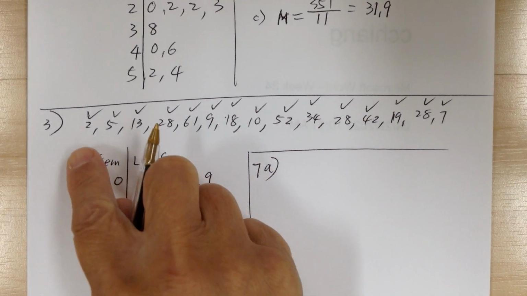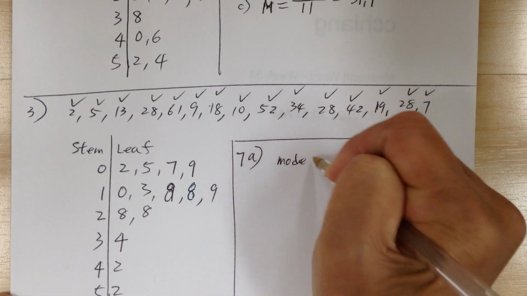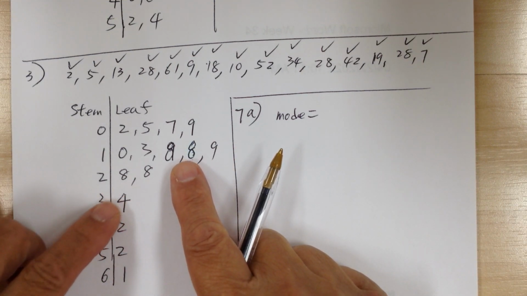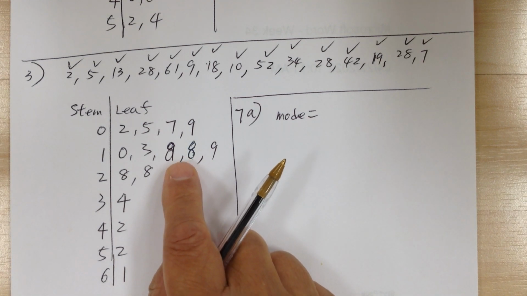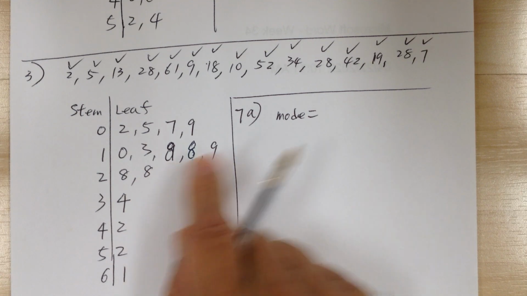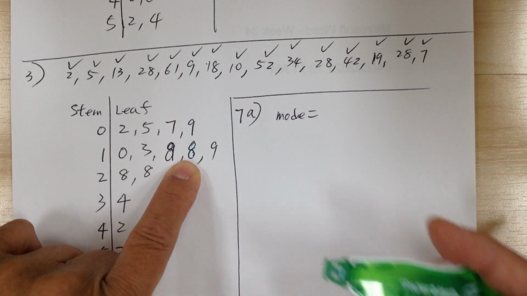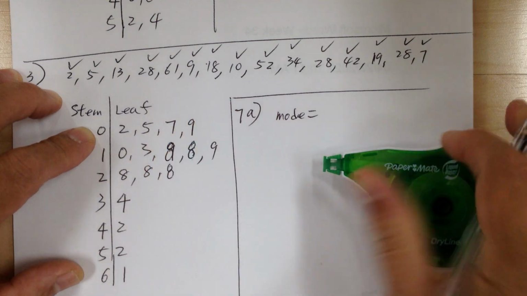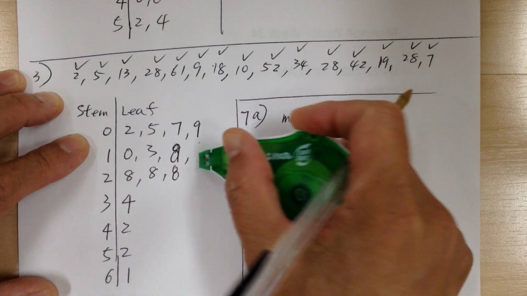So number 7, we use the data from number 3. Same thing. So the mode is the one that shows up most often, notice it shows up twice. So, 28, I put this in the wrong place. The 28 is over here. Sorry about that. Go back and fix it.